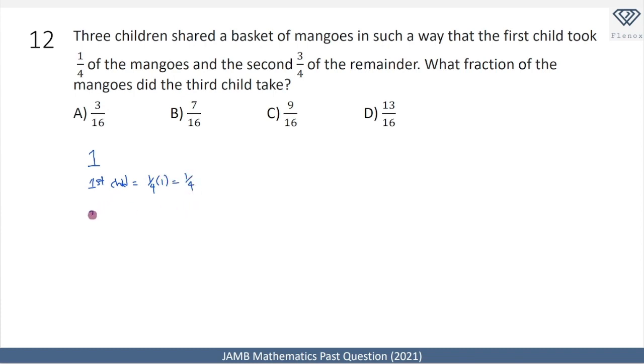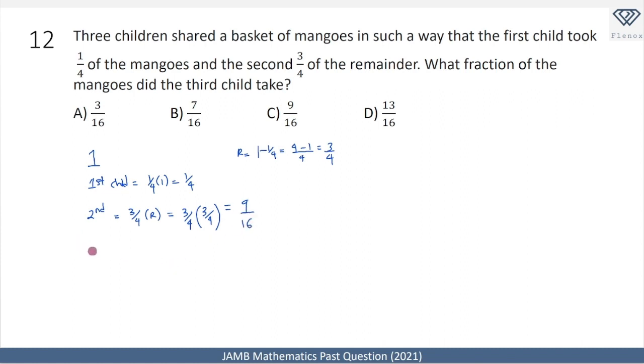Now the second child takes 3/4 of the remainder. Now how do we calculate the remainder? Let me just put that out. If the first child takes 1/4, we know that the remainder will be what we have initially, which is 1 minus 1/4, and the LCM here will be 4, so we have 4 minus 1 over 4, and that is 3/4. So the remainder is 3/4. So the second child takes 3/4 of the remainder, which is 3/4, and that is equal to 9/16. 3 times 3 is 9, and 4 times 4 is 16.